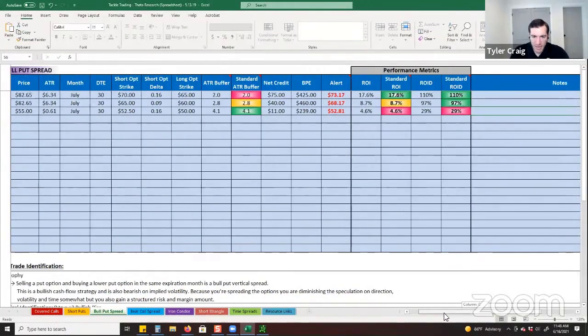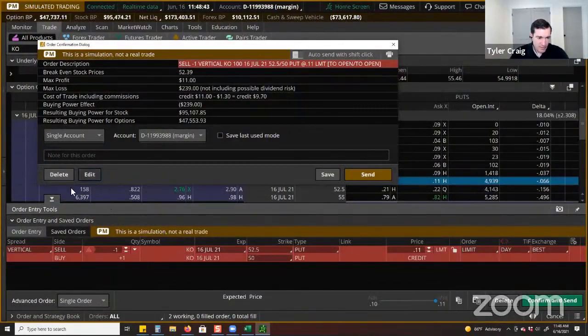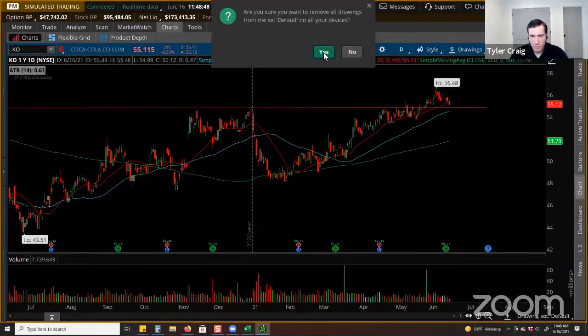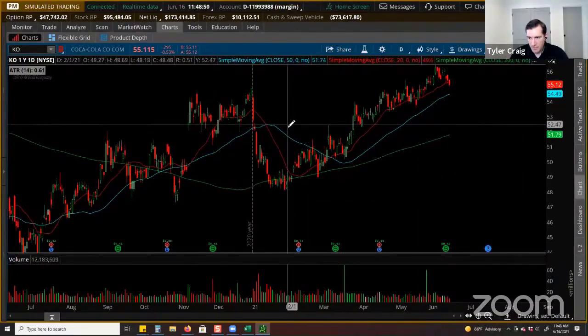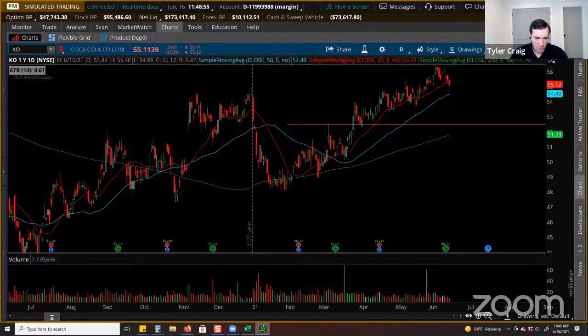Okay, so now you can see at the beginning here, it looks pretty similar. 16 delta, 16 delta on Roblox, that's similar. ATR buffer is way better on Coca-Cola. So I was able to go really far out of the money. That part I like. That's a positive takeaway. I'm all the way down at 52.50, which, again, for a stock like Coca-Cola is way far away, right? Many, many ATRs, 4.